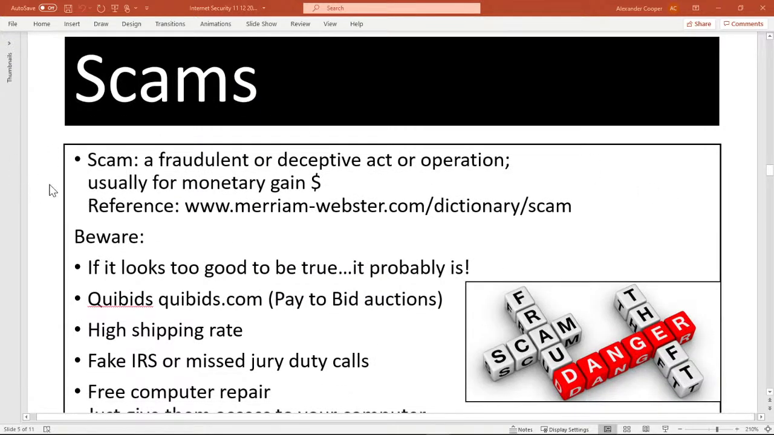All right, let's talk about scams a little bit. A scam is a fraudulent or deceptive act or operation, usually for monetary gain. That's really the biggest thing we'll talk about: if something strange happens, if someone's asking you for something, they're looking for money or they may be looking for information. So do realize that.